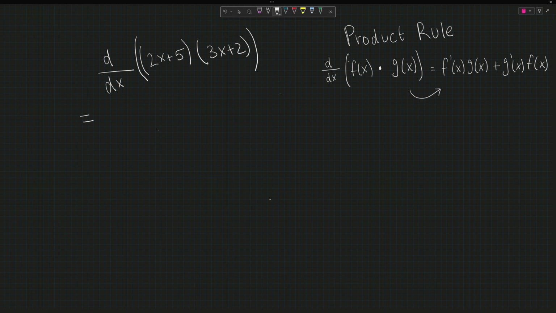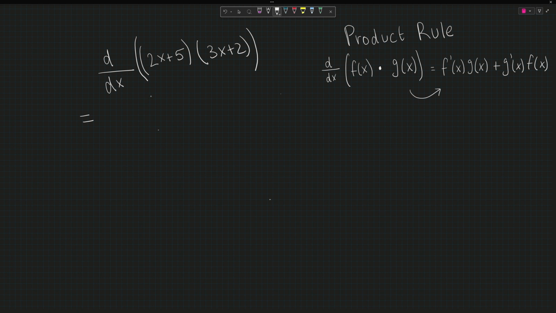So the product here is on the numerator, so what this means is taking the derivative of f of x times g of x. Now, to do that, you have to take the derivative of f of x and then multiply that by g of x, and then add that to the derivative of g of x multiplied by f of x. So let's put that in practice.